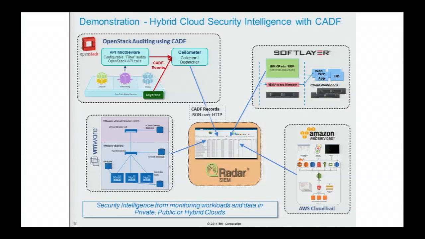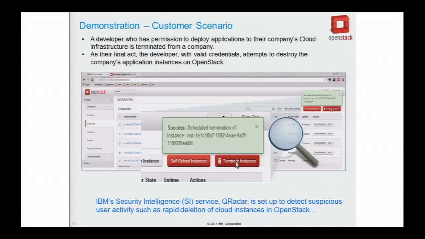And now I'm going to show you a quick video of one of the scenarios. Just to highlight the scenario, in the video you're going to see a developer who has permission to deploy applications to their company's cloud, and that person's terminated. And as their final act, the developer with valid credentials will attempt to destroy the company's application instances on OpenStack. And what we did is we set up QRadar to detect suspicious activities such as this.